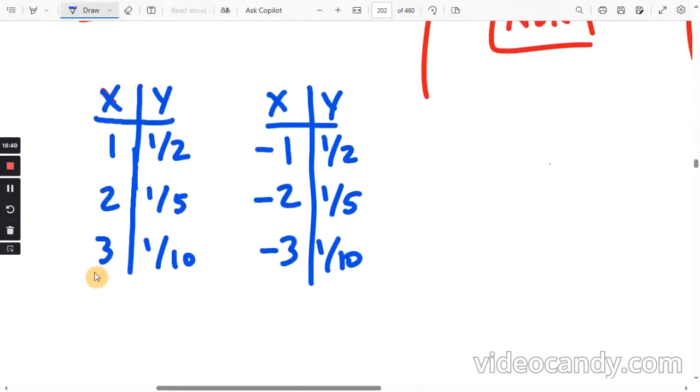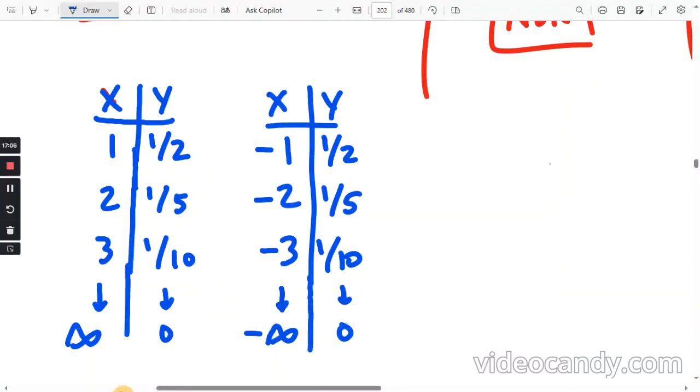All right, so as x gets larger, y gets closer to 0. As x goes to infinity, y goes to 0. And as x goes to negative infinity, again, y just goes to 0. All right, so that's what we're looking at.